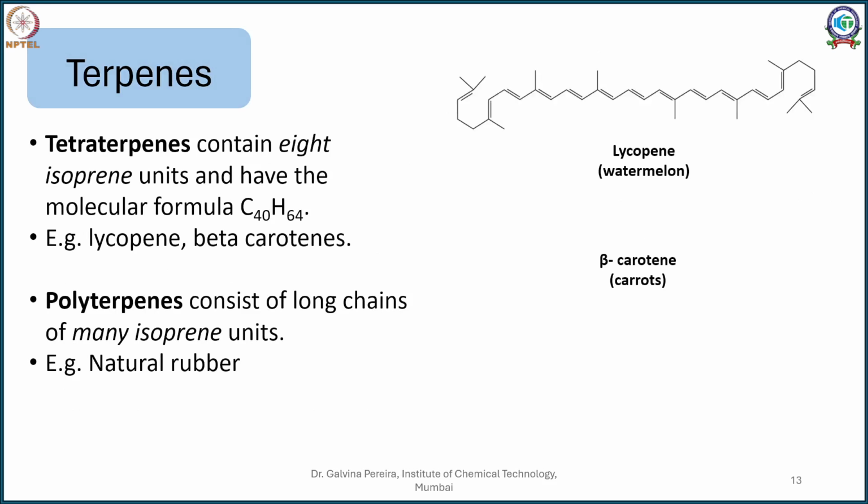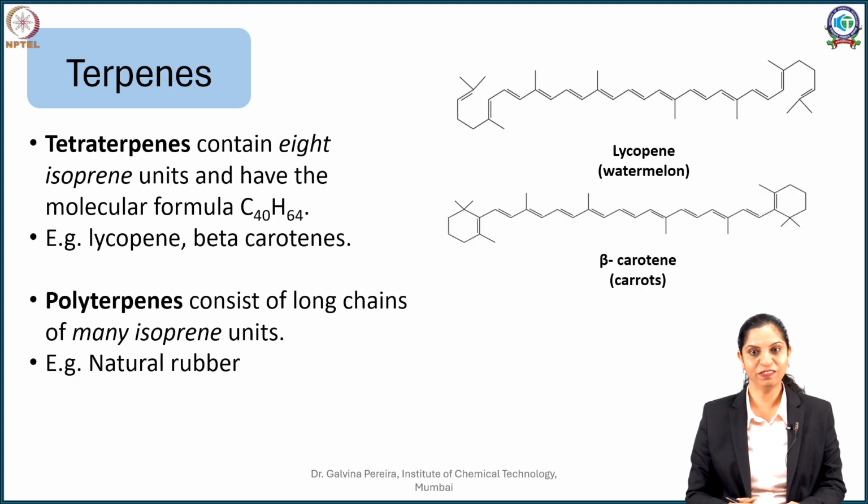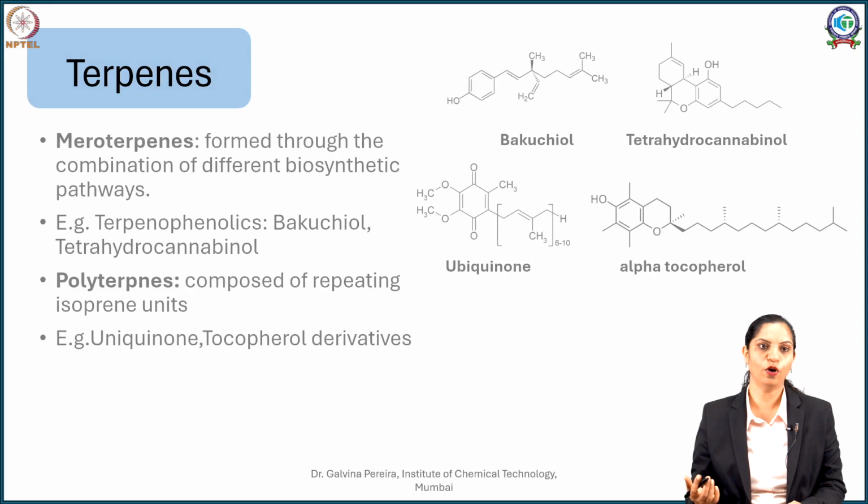Tetraterpenes, lycopene is an example if you recollect, which is there in your tomatoes, which is there in your watermelon. Then you have your beta carotene, which is there in your carrots. Then you have your polyterpenes. Your rubber latex is an example of a polyterpene, which is actually a polymer.